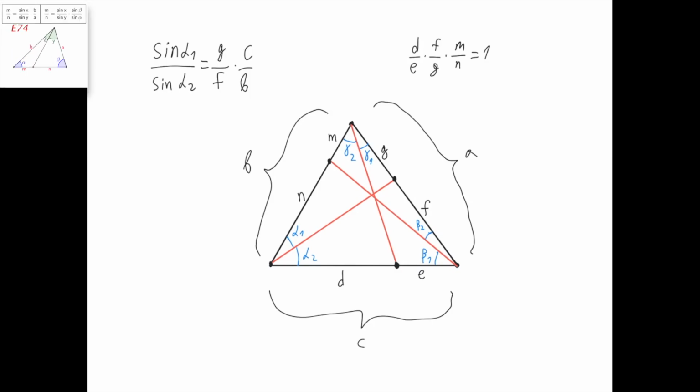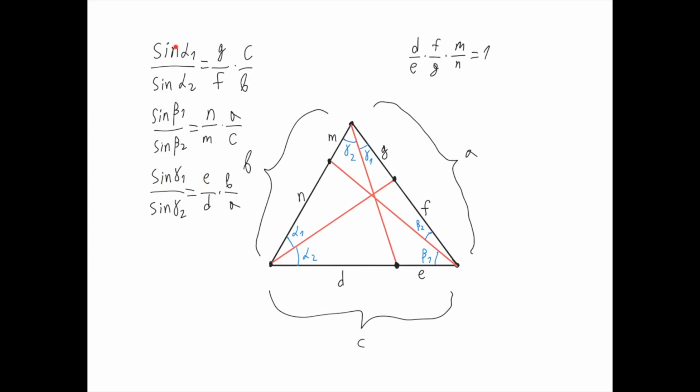First, let's apply the law of sines for this triangle and this triangle. We get that sine of alpha 1 divided by sine of alpha 2 equals g over f times c over b, as given here. Similarly, by applying the law of sines for this triangle and this triangle, we get that sine of beta 1 over sine of beta 2 equals n divided by m times a divided by c, as given here, and sine of gamma 1 over sine of gamma 2 equals e over d times b over a, as given here. And now we can multiply these three equalities.